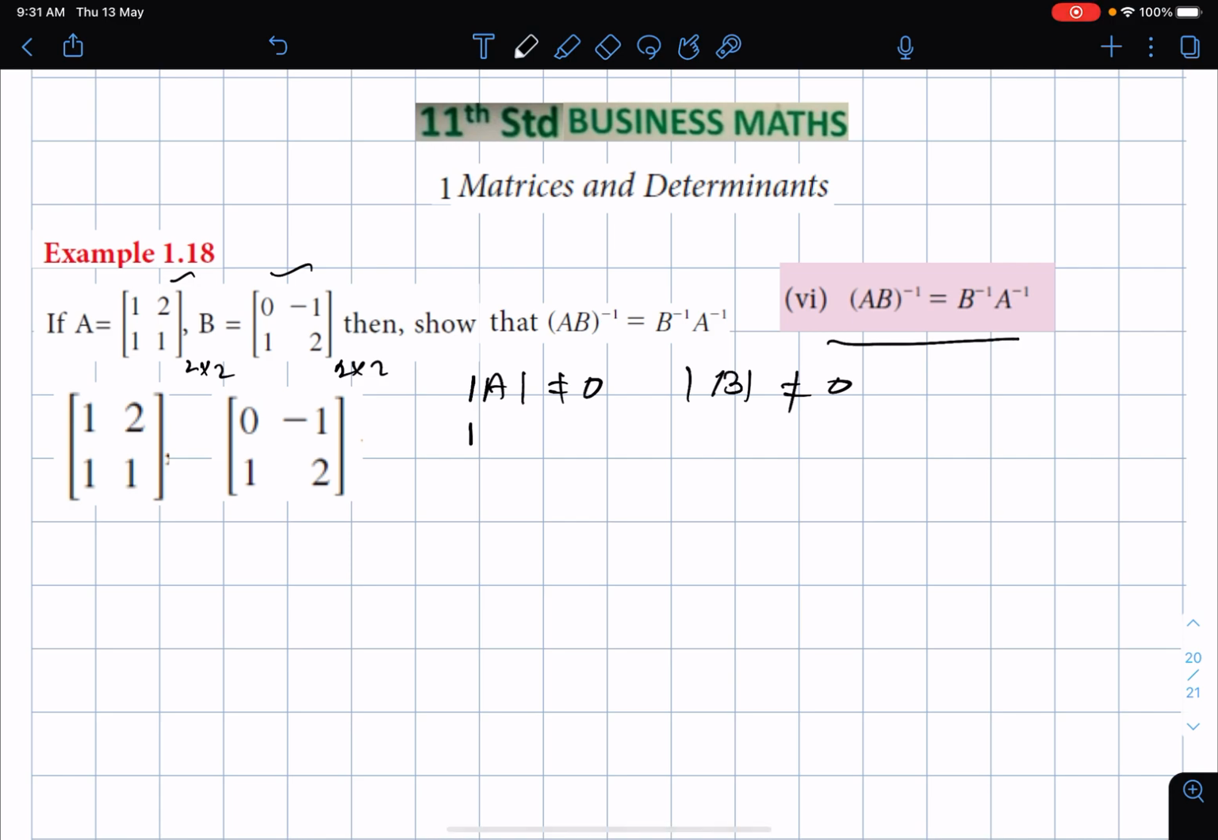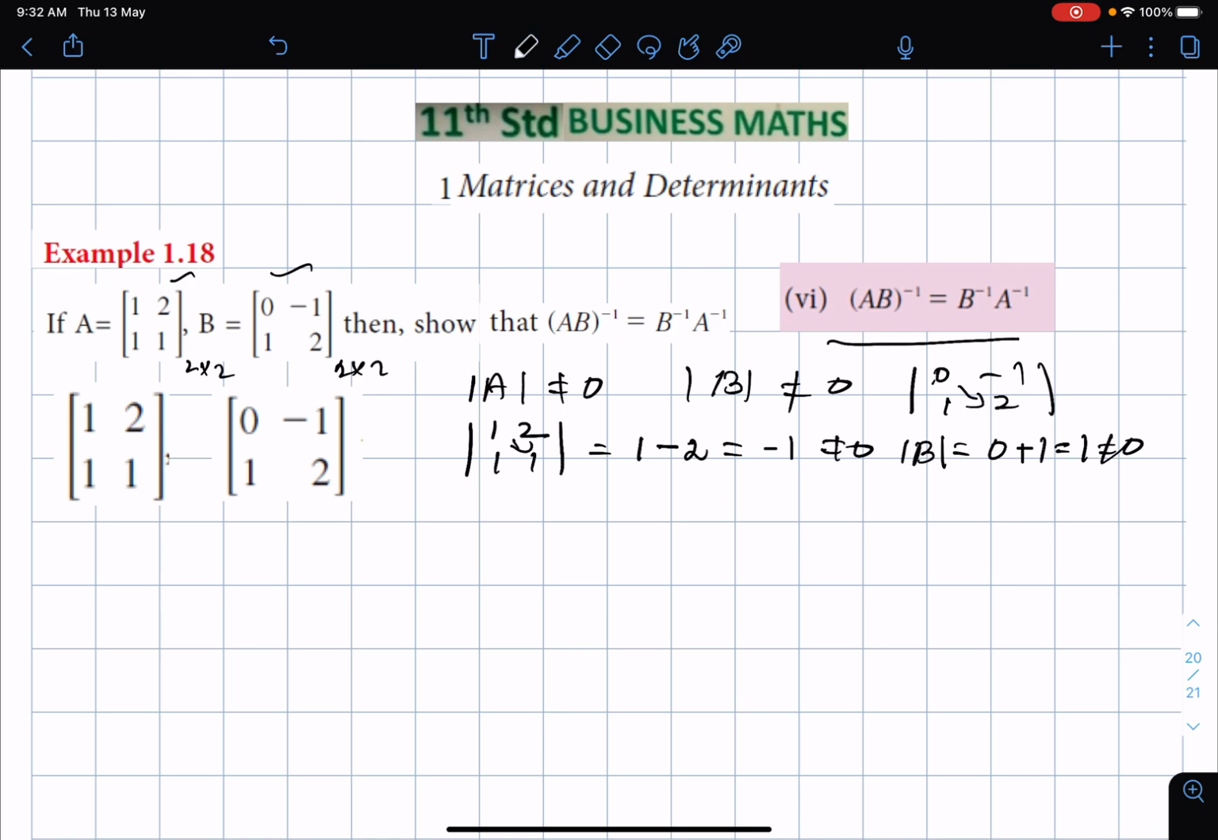So what is A? 1, 2, 1, 1. Expanding, you will get 1 minus 2, that is equal to minus 1, not equal to 0. Similarly, what is B? 0, minus 1, 1, 2. So expanding, you will get determinant B equal to 0 plus 1, that is equal to 1, not equal to 0. So now we can proceed.